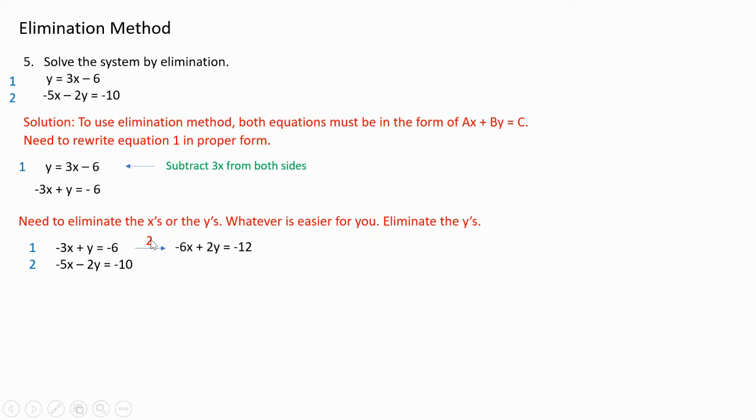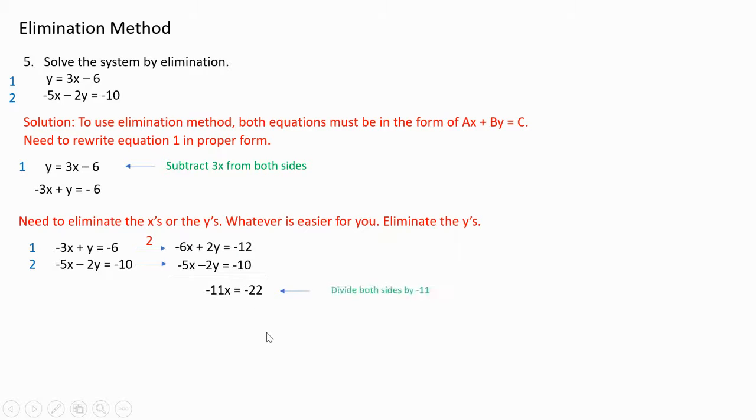So 2 times negative 3x will give us negative 6x. 2 times y will give us positive 2y. 2 times negative 6 will give us negative 12. And equation 2, we just slide it over. Now we add them. So negative 6x minus 5x gives us negative 11x. And 2y minus 2y will give us 0, right? So these will be eliminated. And negative 12 minus 10 will give us negative 22.